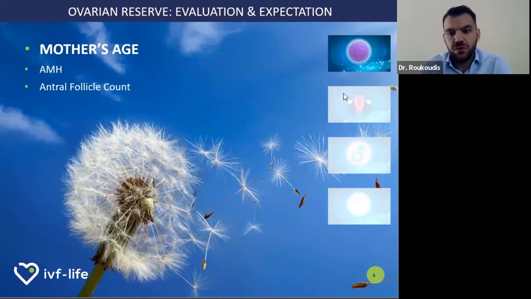Let's say a few things more about the egg quality and the ovarian reserve in general. Before starting a treatment, the egg reserve should always be determined. The parameters that are taken into account are the mother's age, AMH, and follicle count. This should always be determined beforehand to give the couple realistic chances for a possible treatment. Shared decision-making is something that I say to my patients because it's crucial for treatment on equal footing.